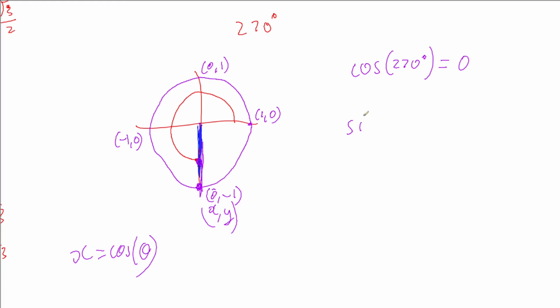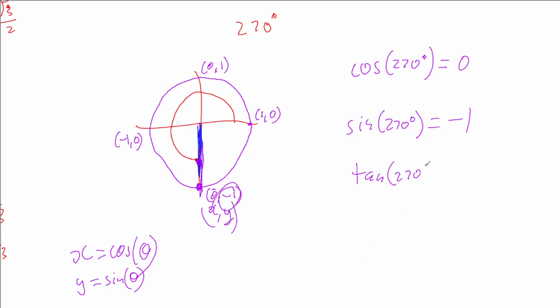If I think about sine of 270 degrees, I want the y coordinate, because sine is defined as the y coordinate of the point. The y coordinate of this point is negative 1, and that's our answer.